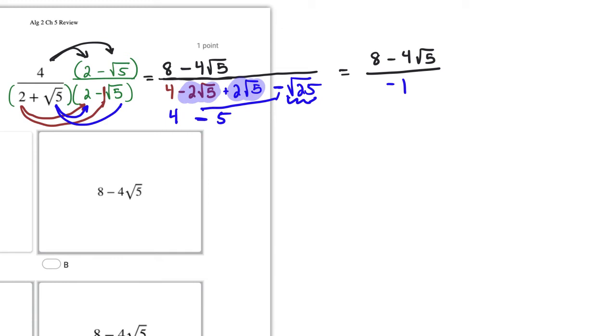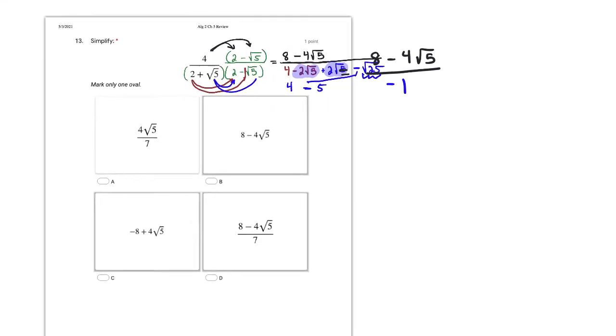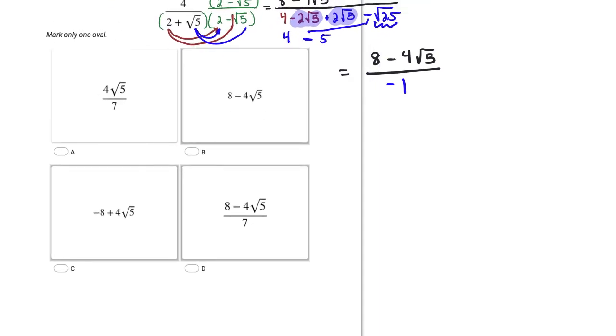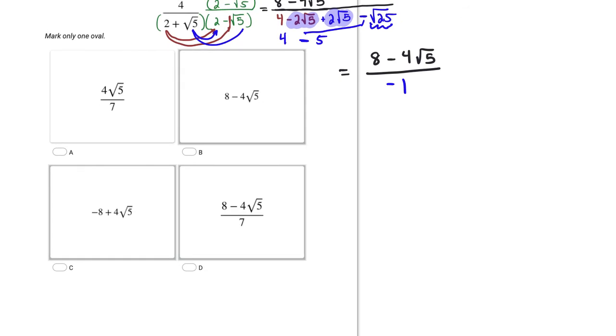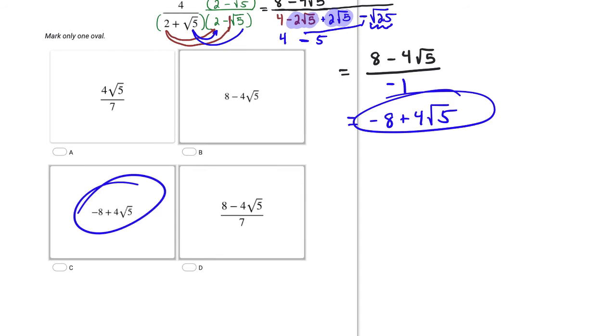Now you'll notice, if I pull the answer sheet over here, we don't have any answers that are 8 minus 4 root 5 over negative 1. So what they've done, or what you can do, is divide everybody in the numerator by negative 1. And so it becomes negative 8 and positive 4 root 5. And that does match one of our answers.